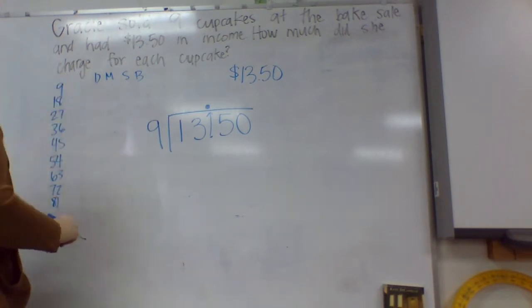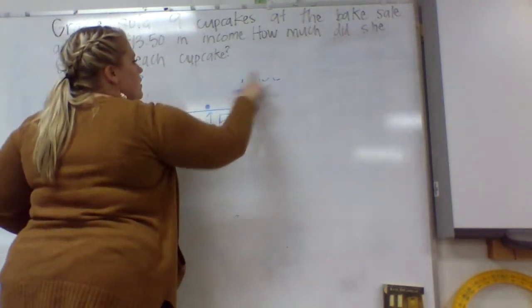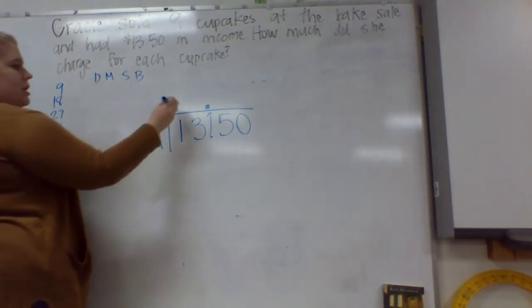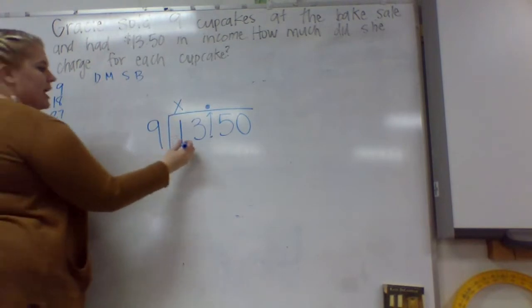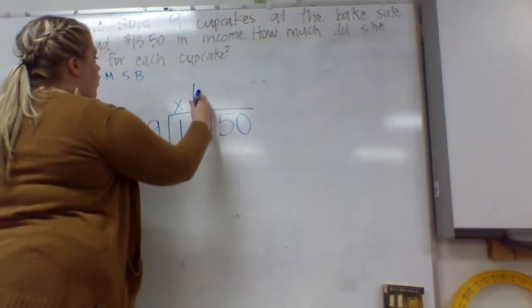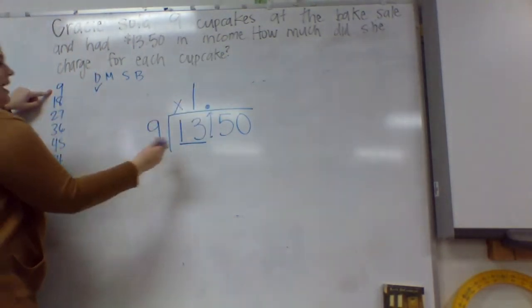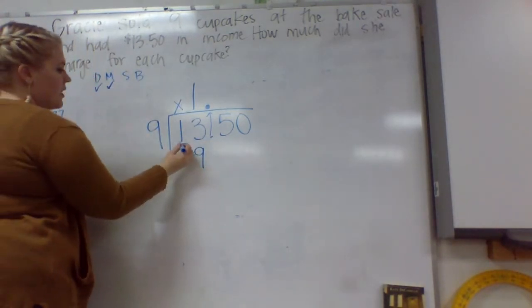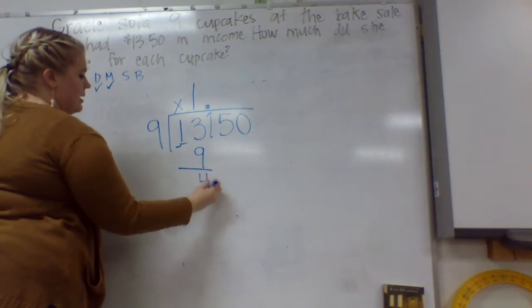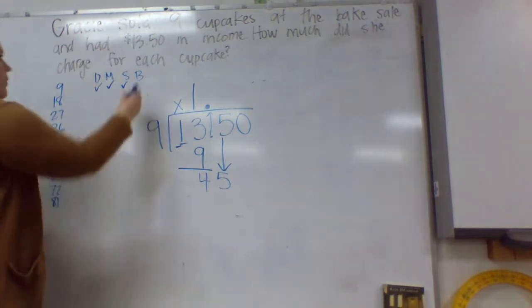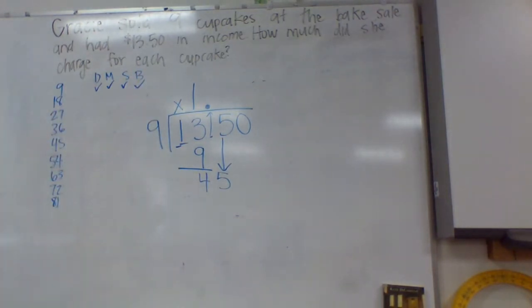Okay. So when I do this, I am going to start. So 9 cannot go into 1, but it can go into 13. And it can go into 13, 18 is too much, so I need to go back. It can go into 13 one time. 1 times 9 is 9. 13 minus 9 is 4. Bring down my 5. Okay, now I'm ready to start all over.